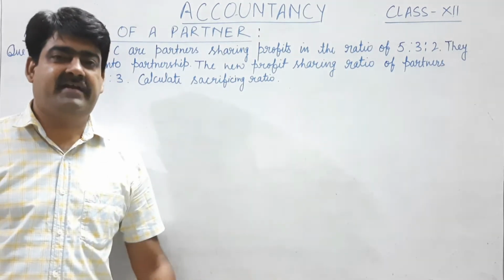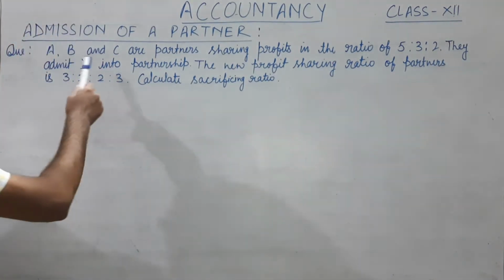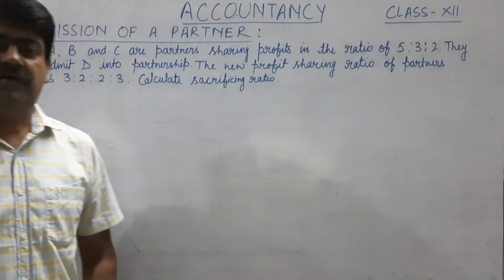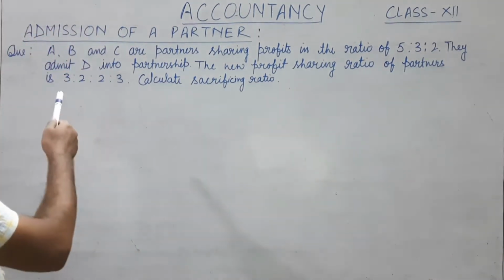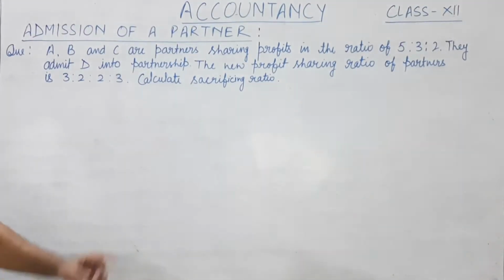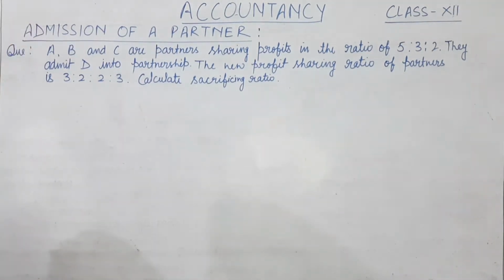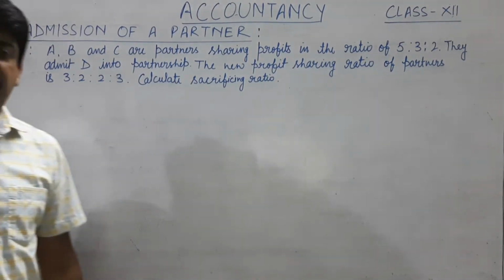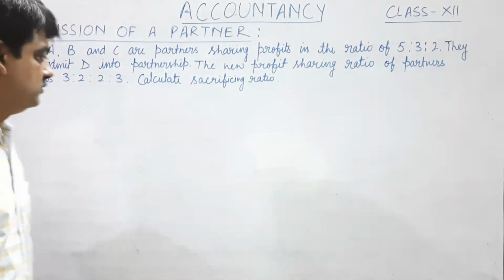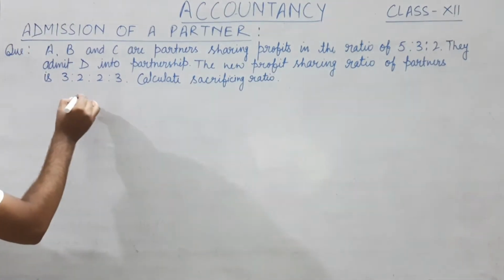So already I have taken one question on the board. You can see A, B and C are partners sharing profits in the ratio of 5:3:2. They admit D into partnership. The new profit sharing ratio of partners is 3:2:2:3 and we have to calculate the sacrificing ratio. So very simply we can do this question. You can see on the board.